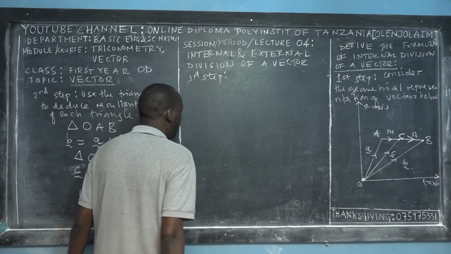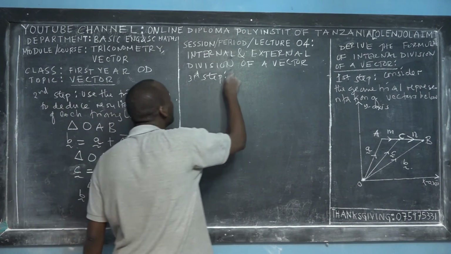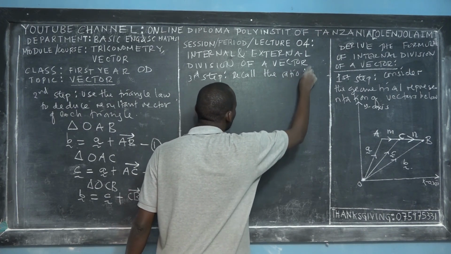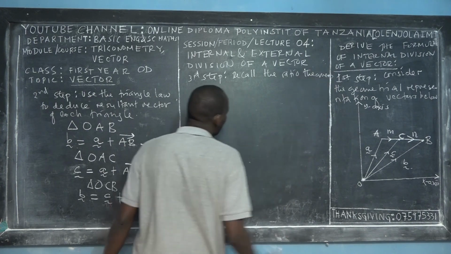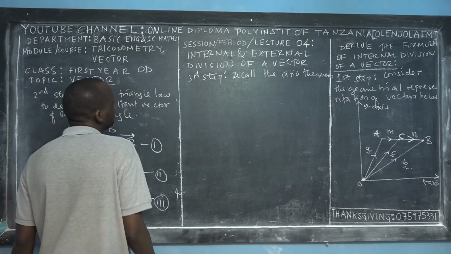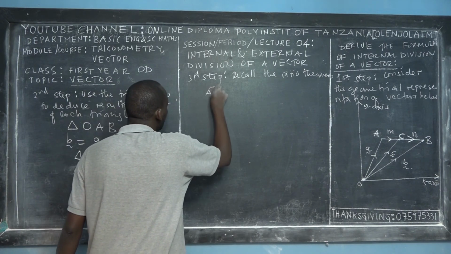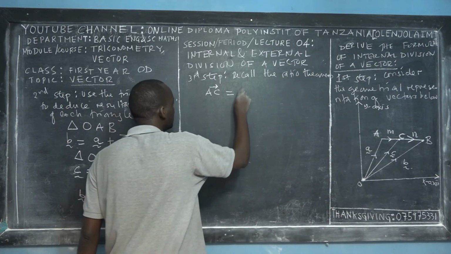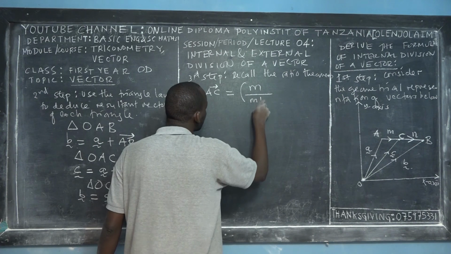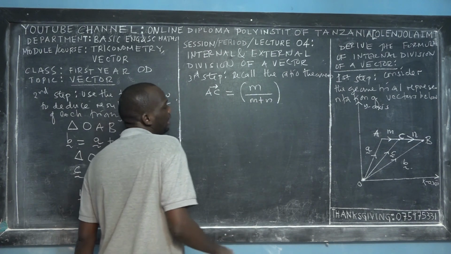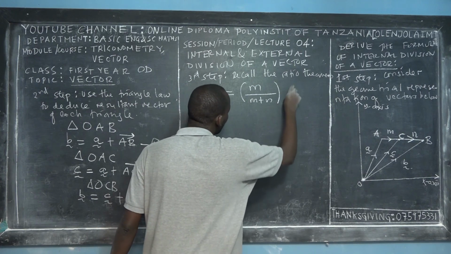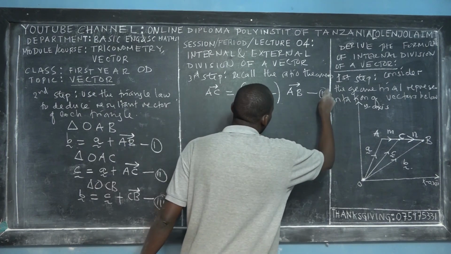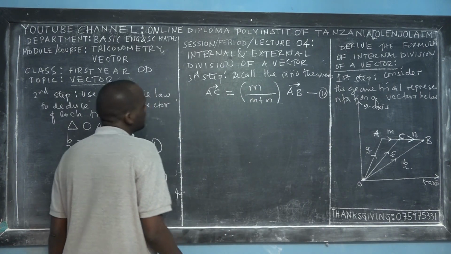For the steady state, we have to recall the formula of the ratio. What is the ratio formula for this case? These are the two formulas. The displacement vector AC will be equal to M over the sum of the ratios, multiplied by the whole vector, which is vector AB. So this will be the first equation.